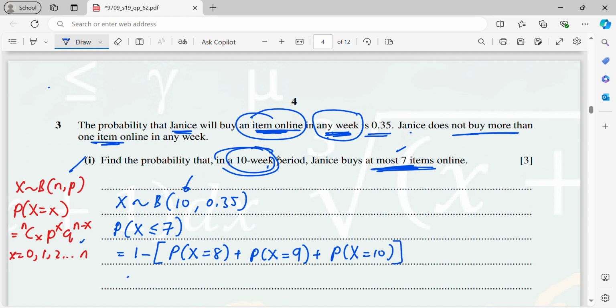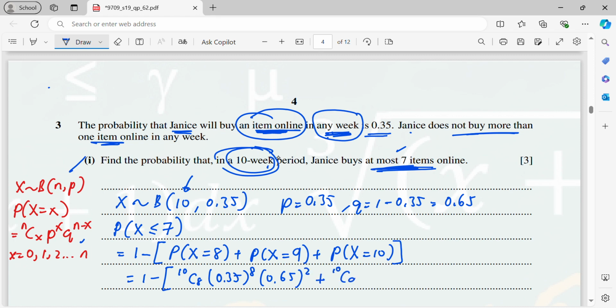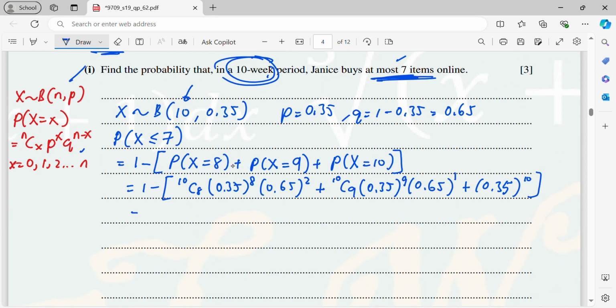Then apply this formula. Your p is 0.35, therefore your q is 1 minus 0.35, which gives 0.65. Then I will be getting 10C8 times 0.35 to the power 8 times 0.65 to the power 2, plus 10C9 times 0.35 to the power 9 times 0.65 to the power 1, and then plus 0.35 to the power 10. Then from here, you will get 1 minus.